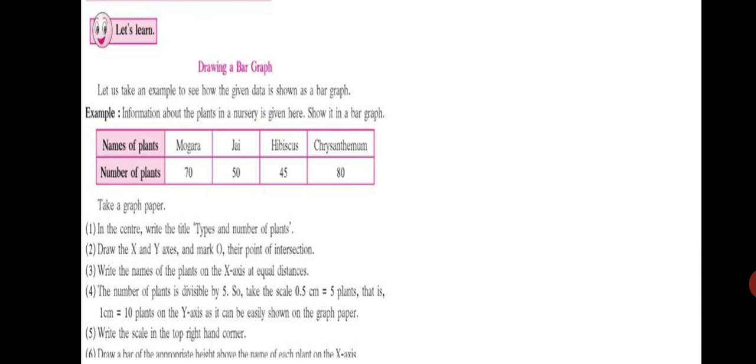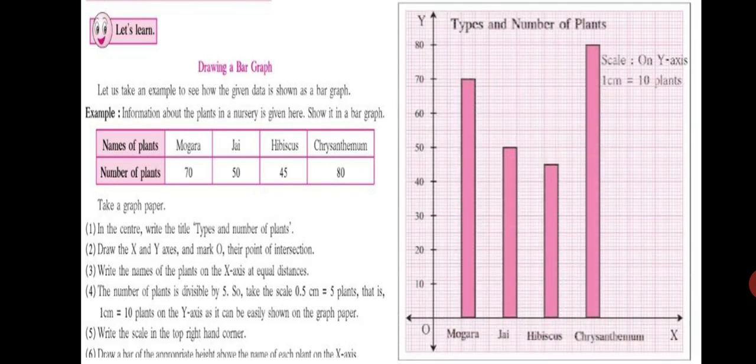So how do we begin? First, in the center, write the title, types and numbers of plants. So as you see in the picture on top, it's written types and numbers of plants. This is what we are going to show on x-axis and y-axis. So what we are representing in a graph becomes our title.